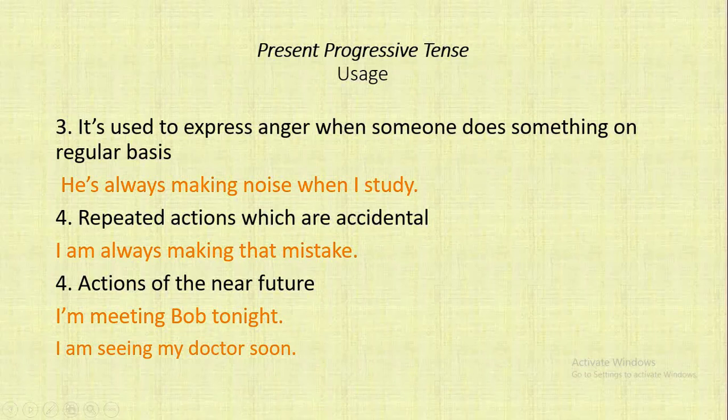Actions of the near future. When something is happening maybe a little bit later, in the near future or immediate future, we express those ideas also in this tense. I'm meeting Bob tonight. It means that during the daytime you are talking about this action, which you want to do at night. So you can say, I'm meeting Bob tonight. I'm seeing my doctor soon. So once again, it is referring to something that will happen in the near future.